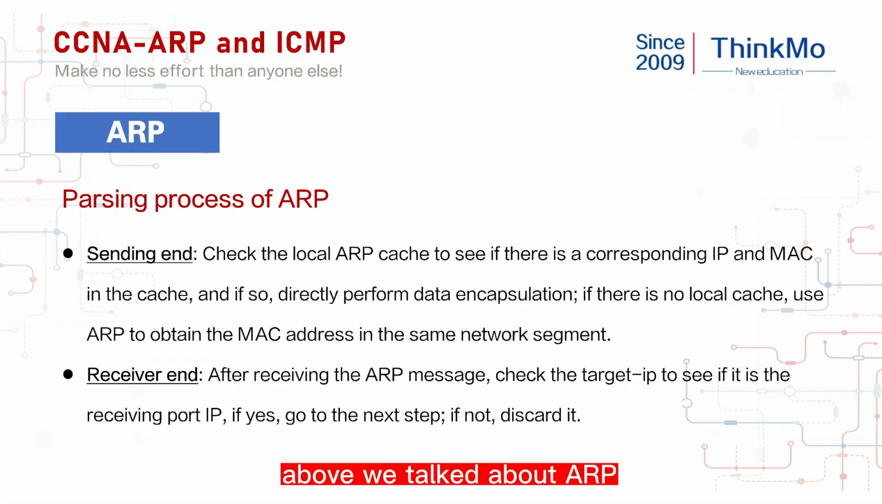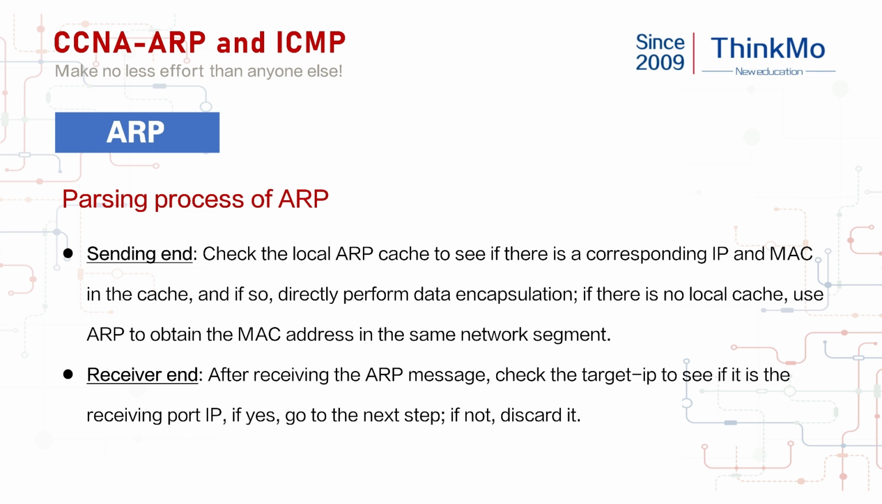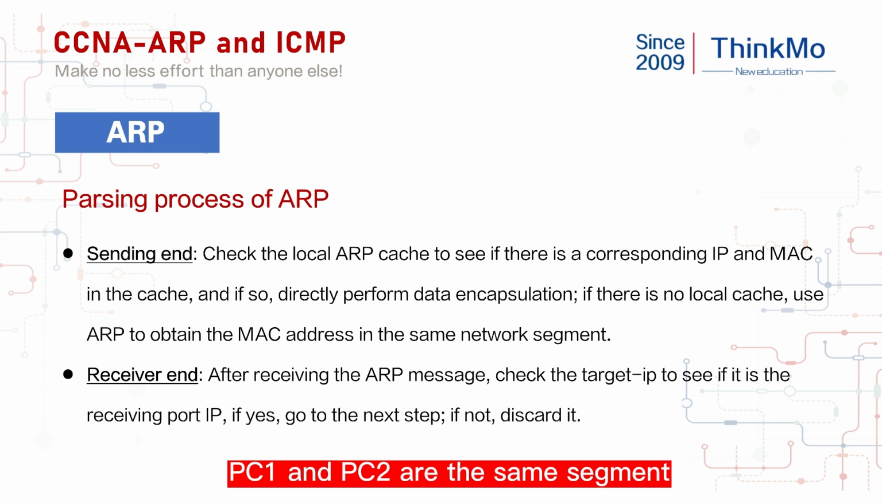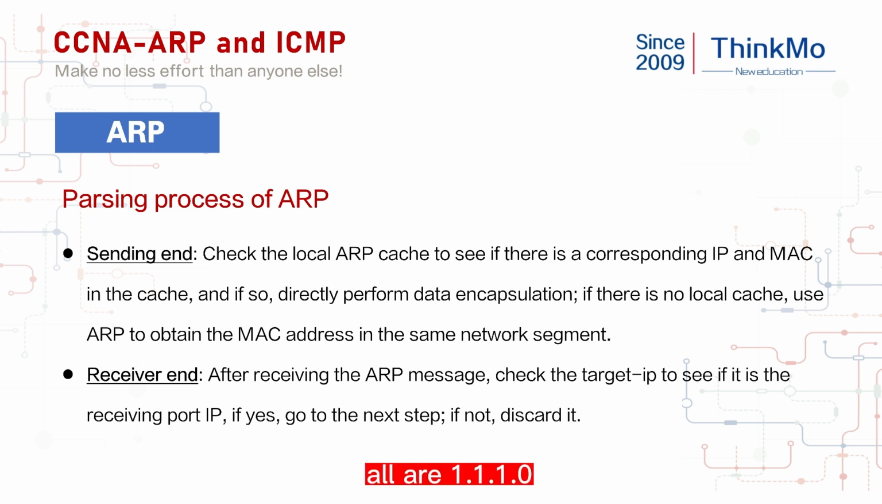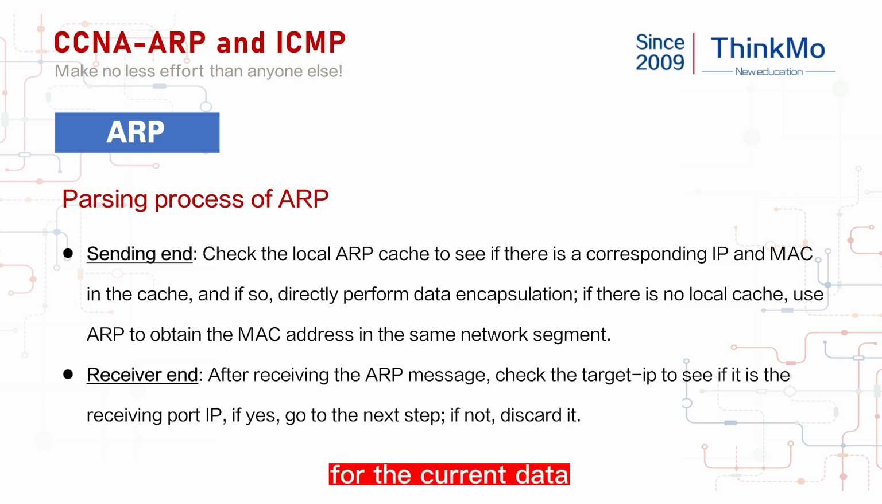Okay. Above we talked about ARP. Perform ARP requests. On the same network segment, you can directly request the destination. For example, PC1 and PC2 are the same segment. All are 1.1.1.0 network segment. You can directly request. The ARP cache table is cached locally for the current data.